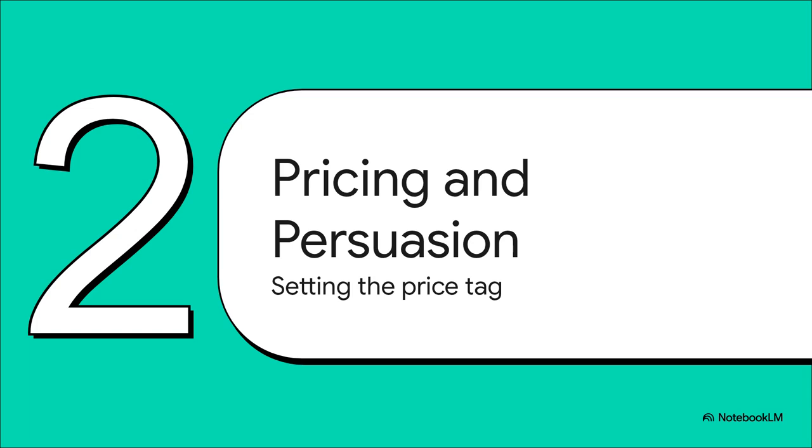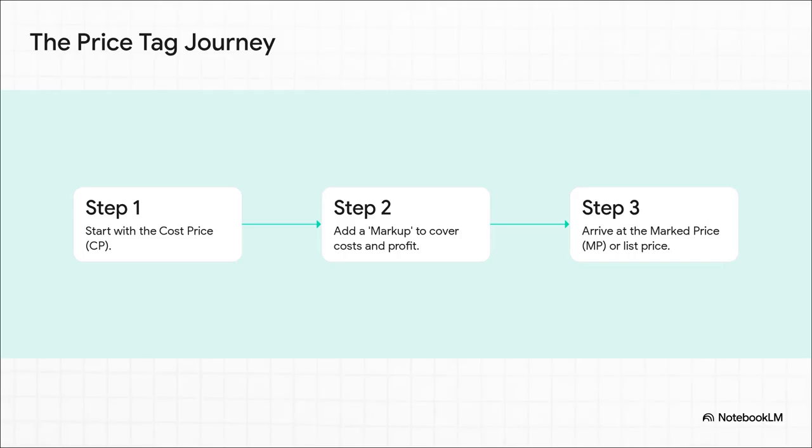So our shopkeeper has their stuff. Now what? Well, now comes the fun part. A little bit of art and a little bit of science. How do you actually decide what to charge? And just as important, how do you make people want to pay that price? It's usually a three-step dance. You start with your cost price, right? Then you add something called a markup. That's the extra bit you add on top to cover things like your rent, your lights, and hopefully to make a little something for yourself. Add those together, and you get your marked price. That's the official sticker price you put on the item.